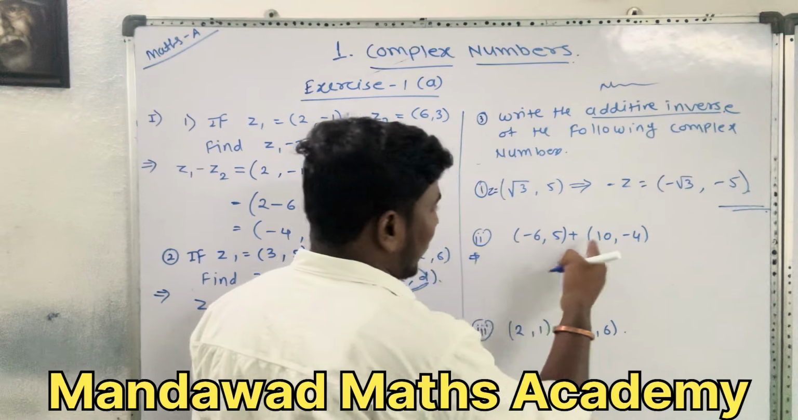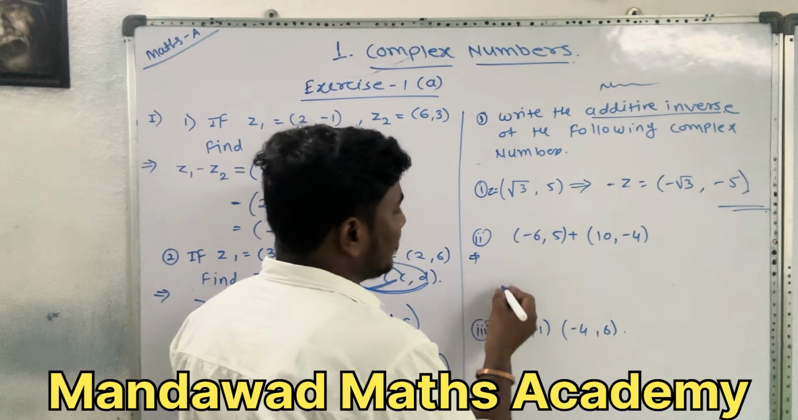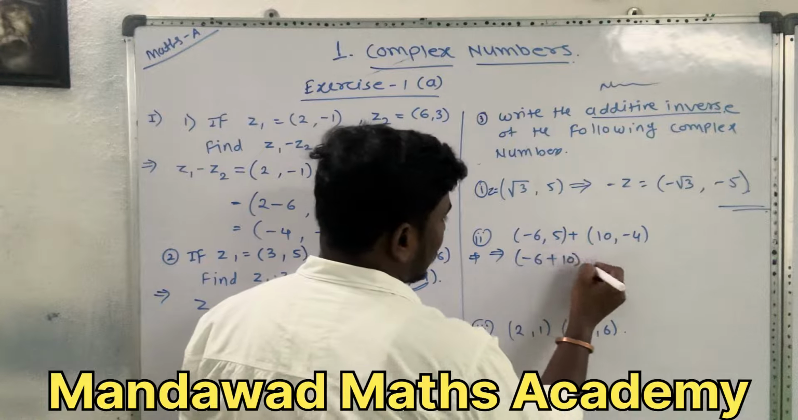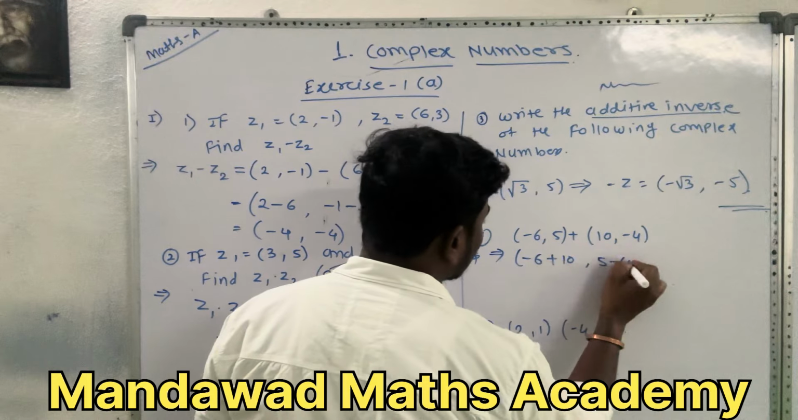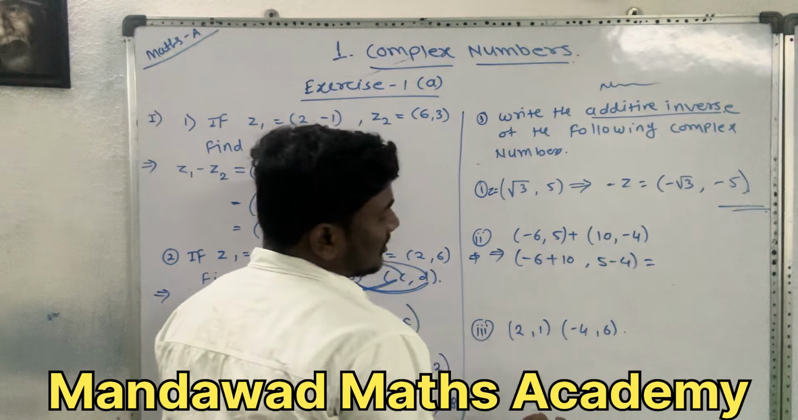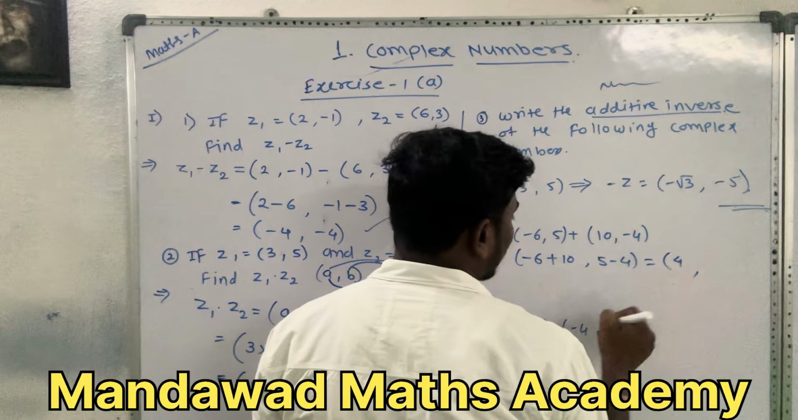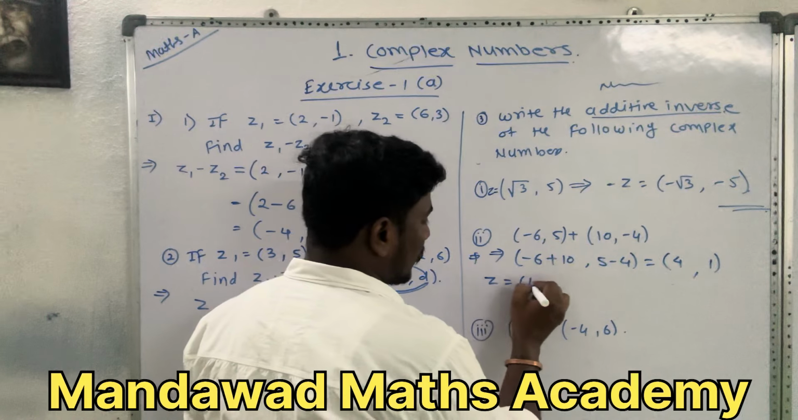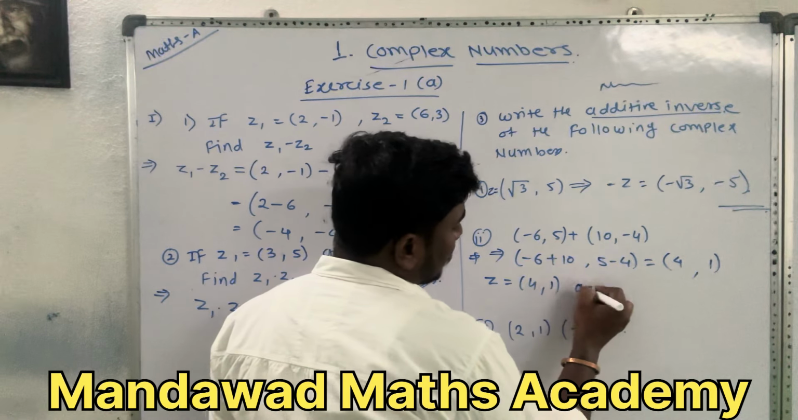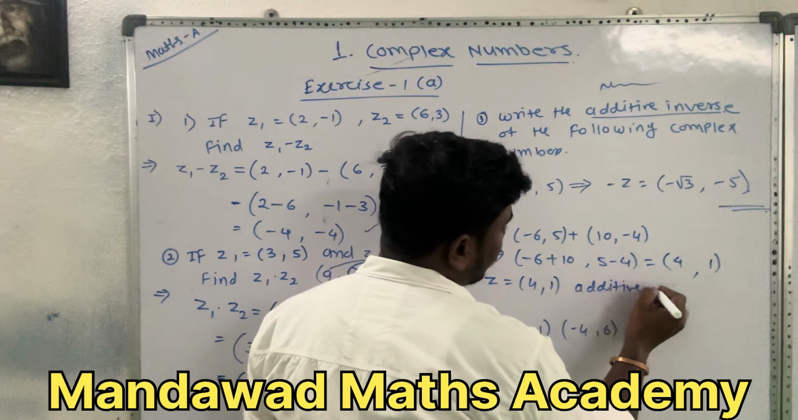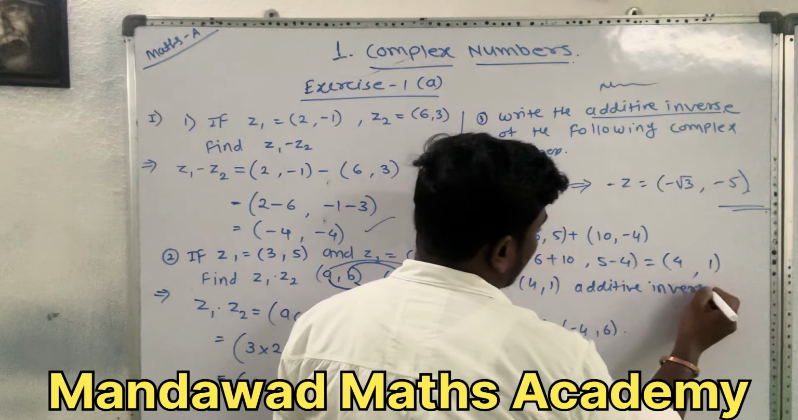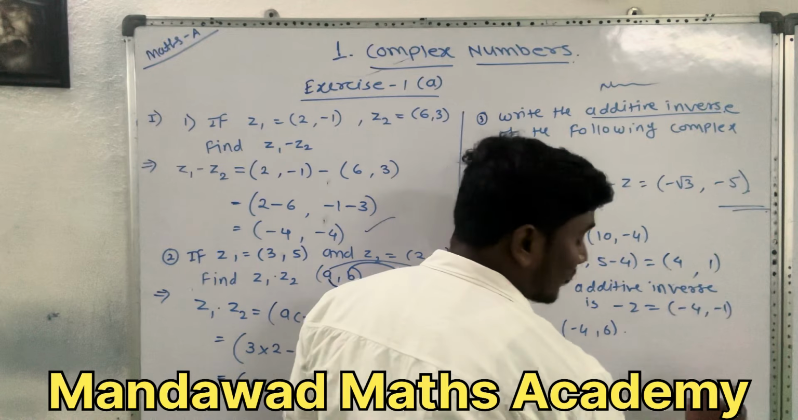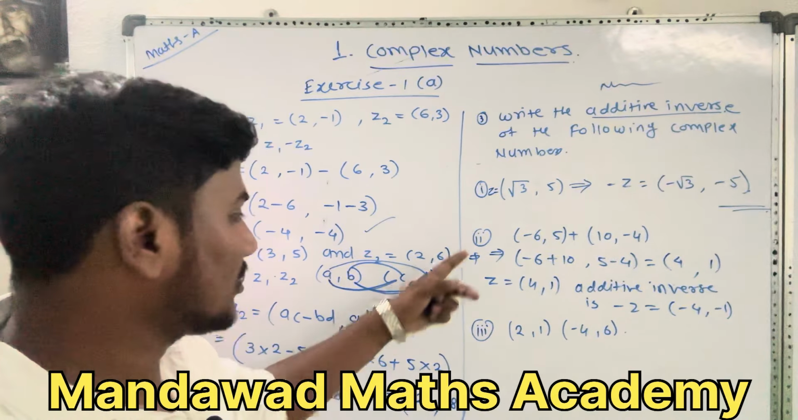Similarly, first you do the addition here, then find the additive inverse. What is the addition here? Minus 6 plus 10, and 5 minus 4. Minus 6 plus 10 is plus 4, and 5 minus 4 is 1. So this is z, (4, 1). And then the additive inverse is minus z, meaning (-4, -1). So this is the additive inverse of the given question.